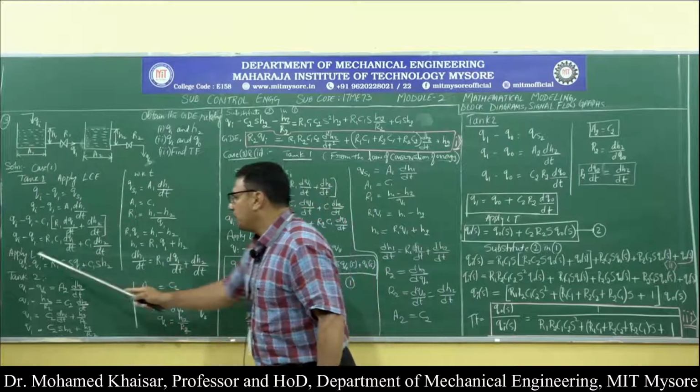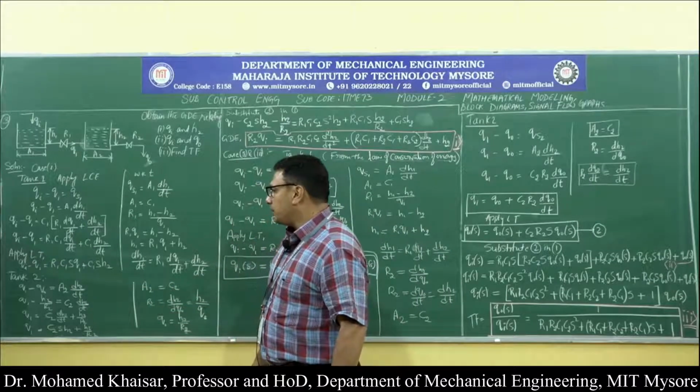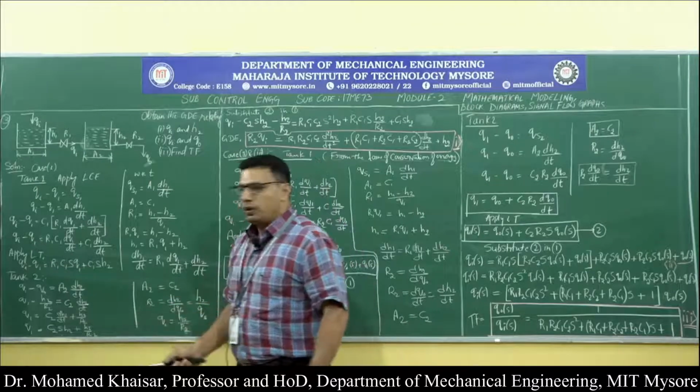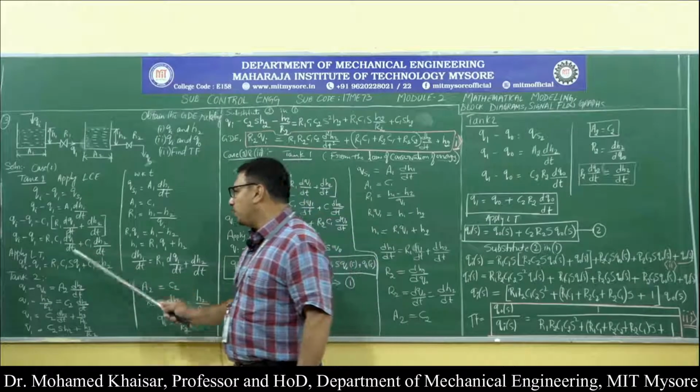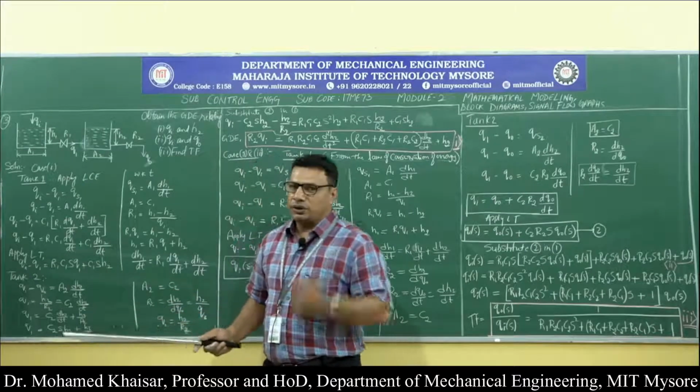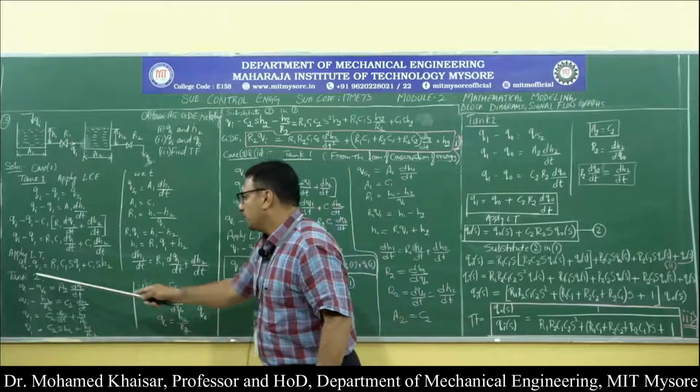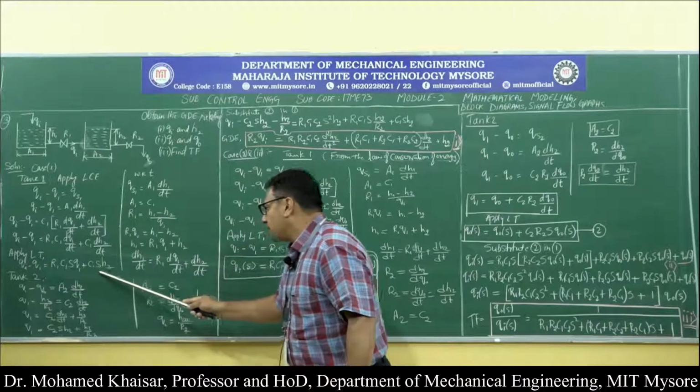To this equation, I will apply Laplace transformation. What does Laplace transformation say? Qi becomes Qi of S, Q1 becomes Q1 of S, and dQ1 by dt becomes S into Q1 of S. That is what it becomes. So, this is what I have written over here.